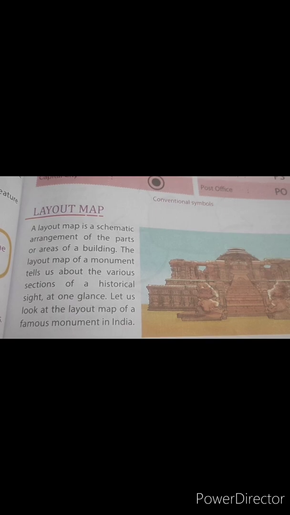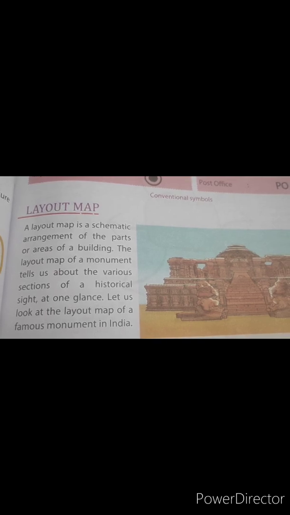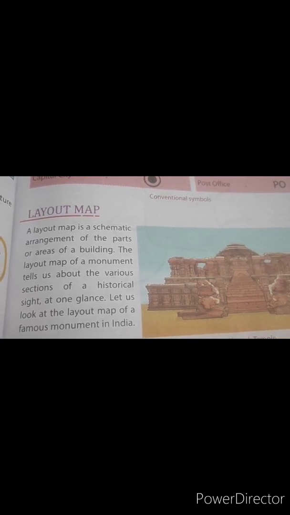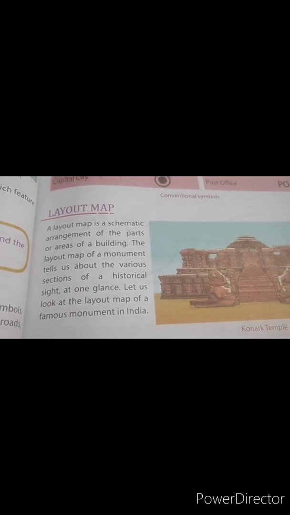Now come to the next, layout map. What is a layout map? A layout map is a schematic arrangement of the parts or areas of a building. The layout map of a monument tells us about the various sections of a historical site at one glance. My dear students, if you are going to visit any historical place or park or zoo, you will find a layout map before entering that place.